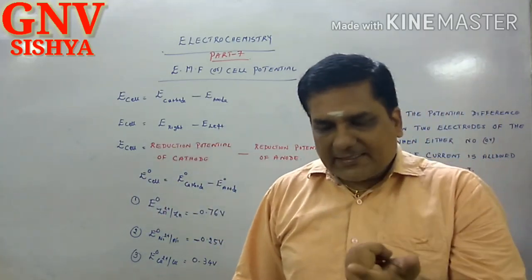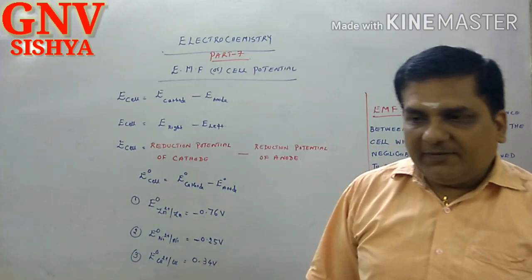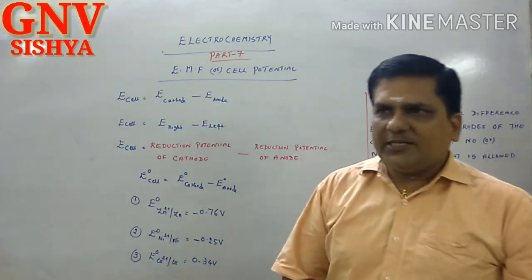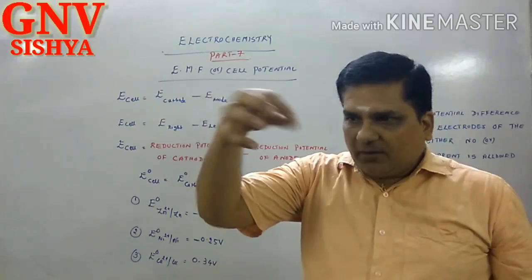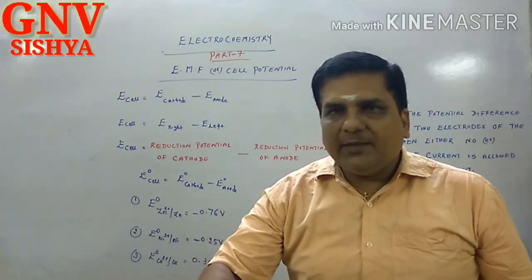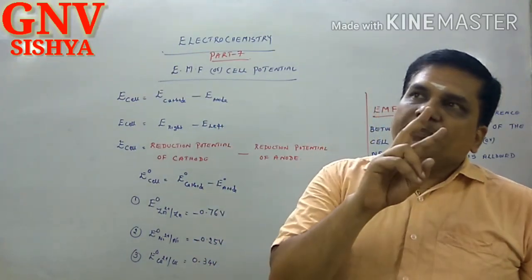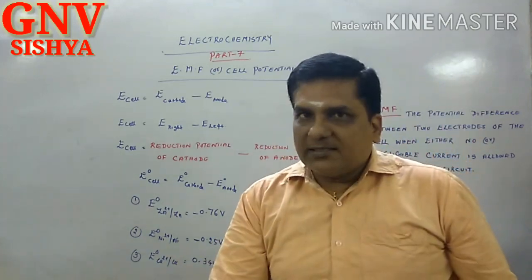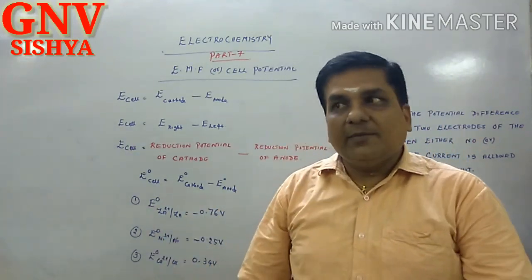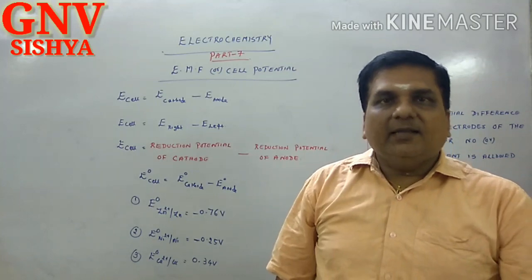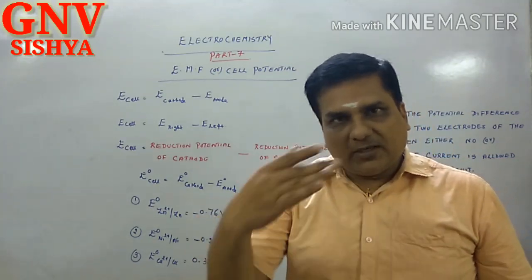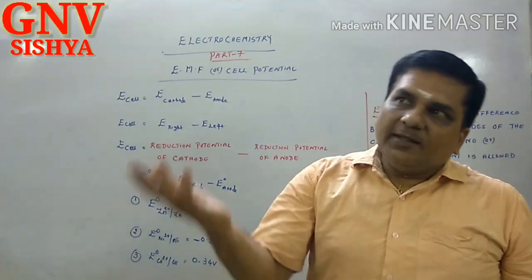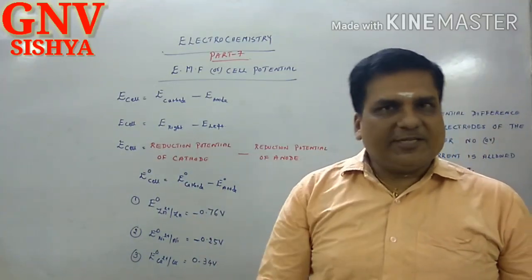Next, in the previous video, I spoke to you about potential. What is a potential? A trigger kind of feeling. When I introduce a rod into a solution, automatically a potential is developed. When electrons are lost, that is oxidation potential. When electrons are gained, then we call it reduction potential. If electrons are lost, oxidation potential; if electrons are gained, reduction potential.